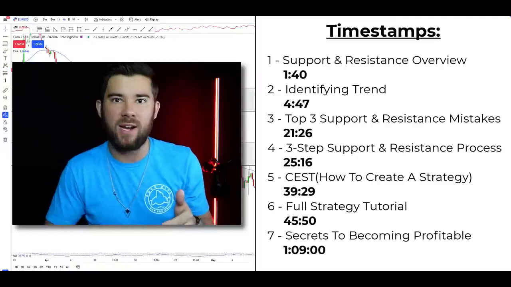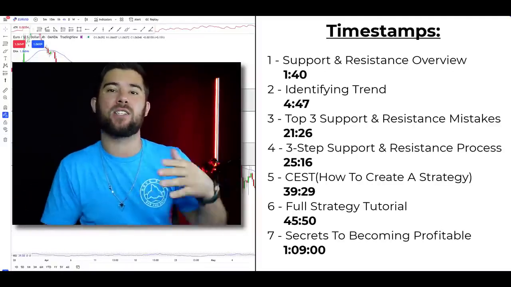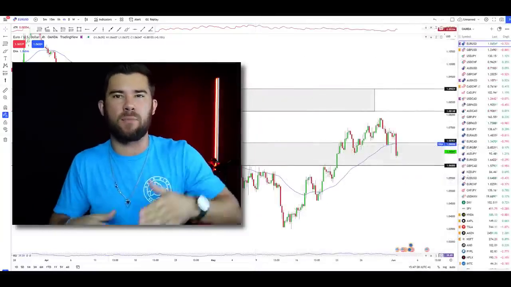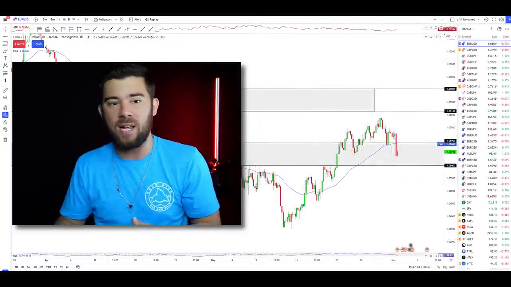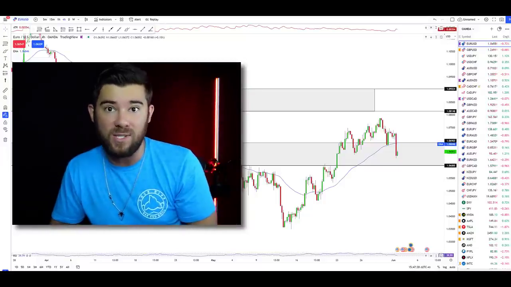support and resistance trading. I always overcomplicated it. But once I applied this three-step process you're gonna learn today, my support and resistance trading went from something I didn't even think was profitable to the most accurate and profitable trading strategy that I currently use.